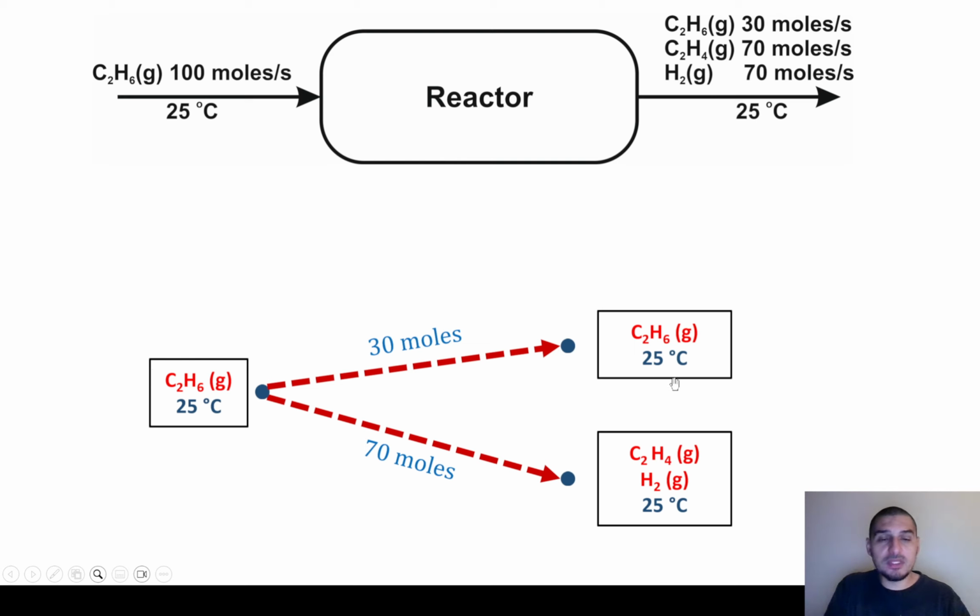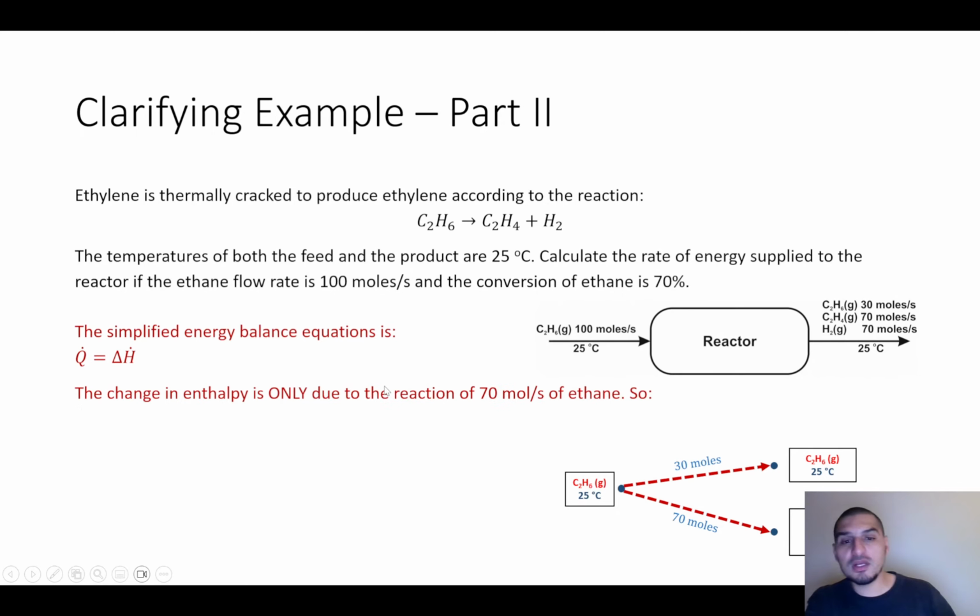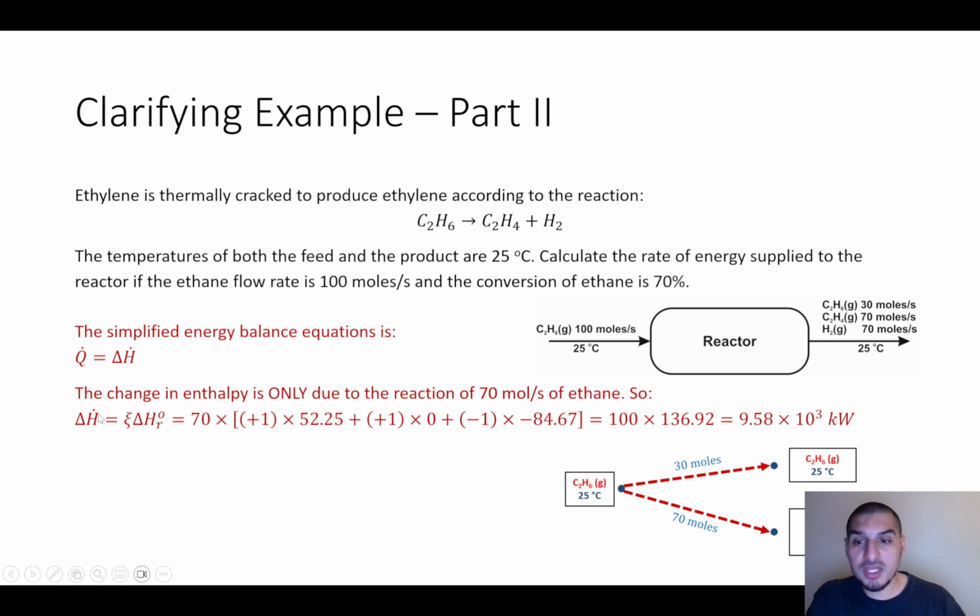It's just ethane that went into the reactor, didn't react, and came out of the reactor as it is, with no change in temperature, with no change in pressure, with no change in phase. So there is no enthalpy change. So when we calculate the change in enthalpy, it's going to be only for the 70 moles that reacted. So the change in enthalpy is only due to the reaction of 70 moles per second of ethane. So we can write the equation as delta H equals the extent of reaction multiplied by delta H.